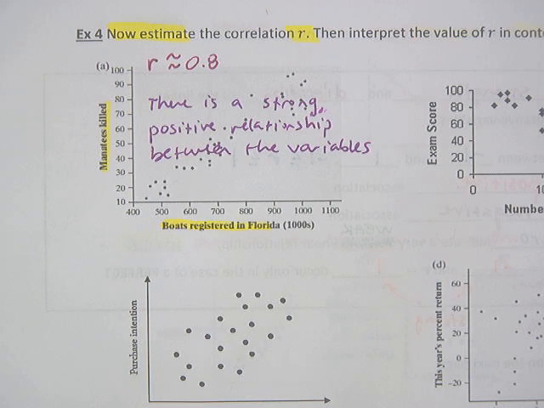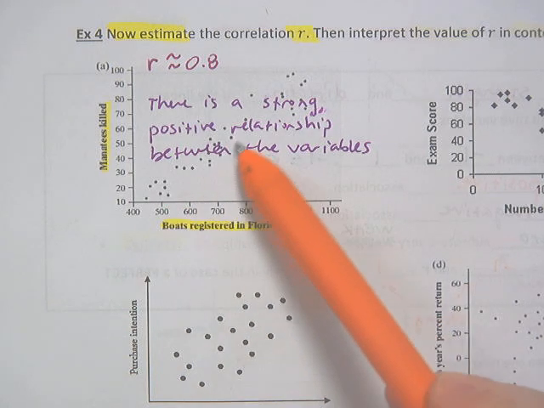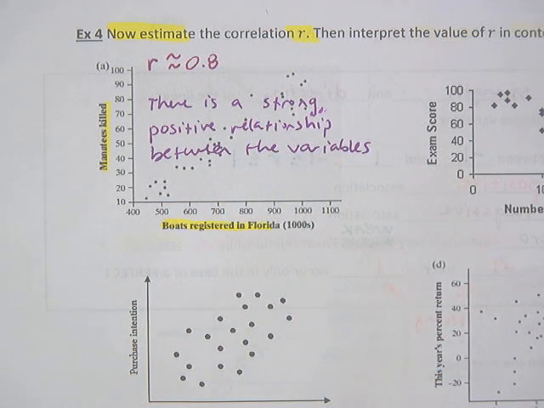Now I'm going to throw in a new vocabulary word that I know you're going to need on a test, so bear with me, okay? We have to talk about something called causation. Just because we see a relationship does not necessarily mean that one causes the other. So let's look at these two and talk about it.